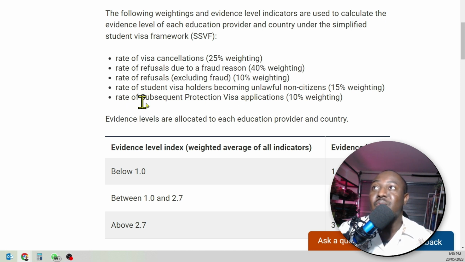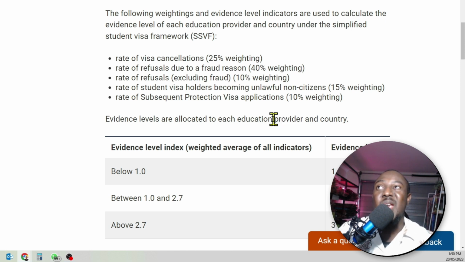Okay, and the rates of subsequent protection visa applications, so people that jump from a student visa to a humanitarian visa. When we say protection visa, you basically say that it's not safe for you to migrate back to your country, so you are seeking asylum from Australia. Okay, so they look at these factors and they group what they call the countries based on evidence level or assessment level 1, 2, and 3.